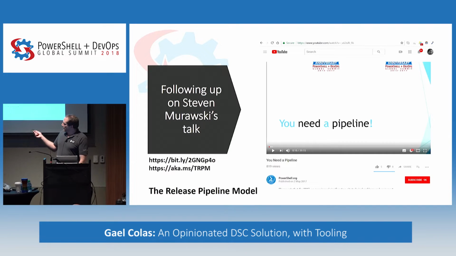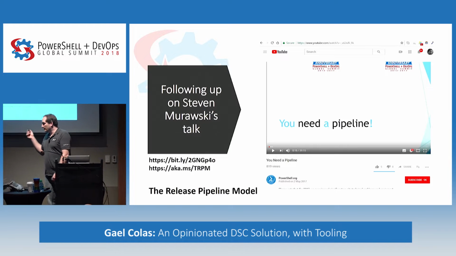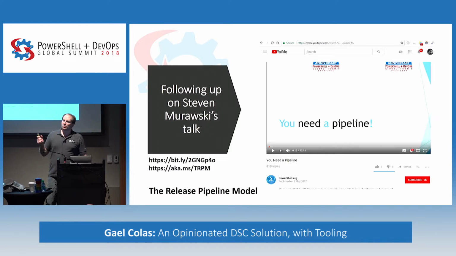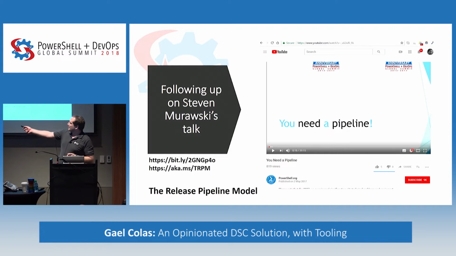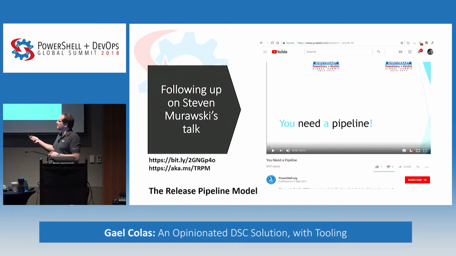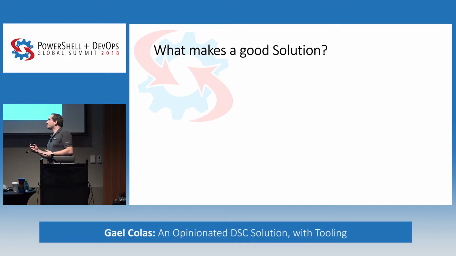Also, there's a very good white paper that he wrote with Microsoft, the Release Pipeline Model. Who's read the Release Pipeline Model? Not enough people. Everyone should have read it. So go to aka.ms/TRPM and you're going to find the white paper from Microsoft. That's a very good resource. And that's exactly the concept that I'm applying today.